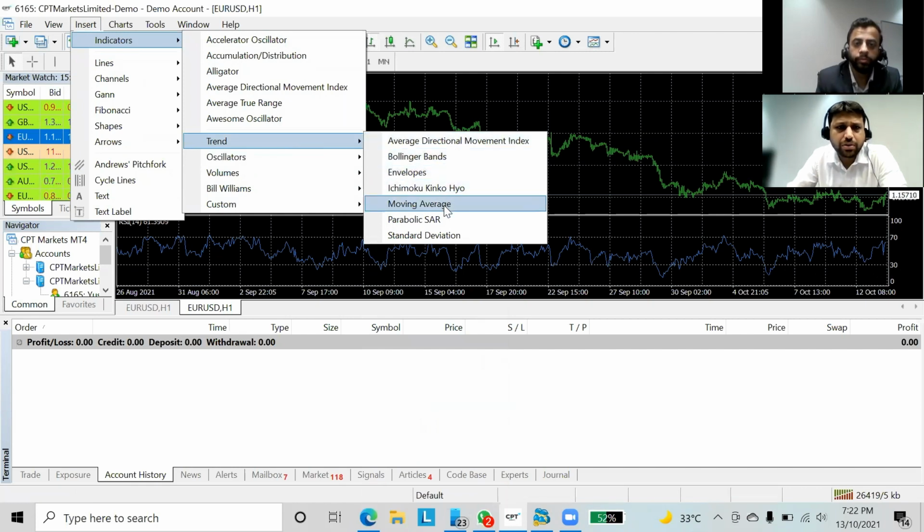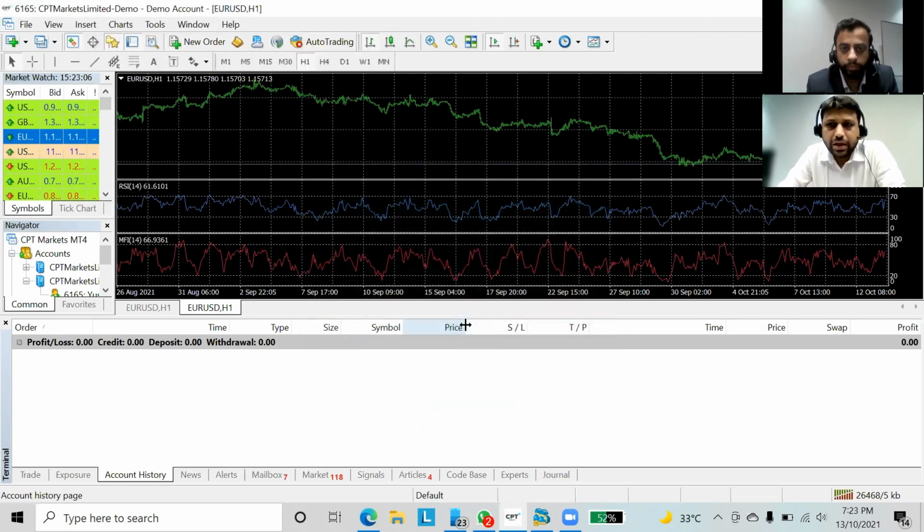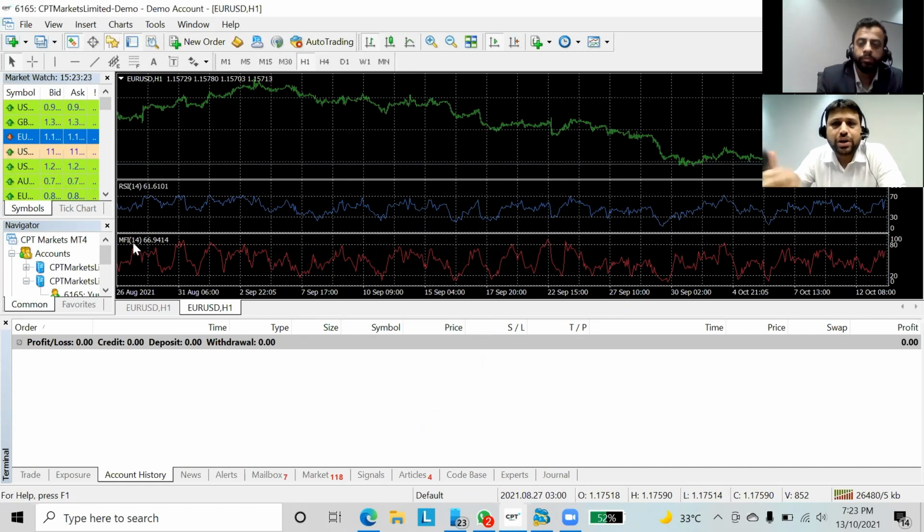It's in trend. Okay, we'll go to the trend, and then it's having moving averages. See here it comes as a moving average. Moving average also takes into consideration 14 days of data, and it is also measured on a scale of 0 to 100. Now, moving average denotes you the trend, whereas RSI denotes you the strength of an asset, whether it's overbought or oversold.